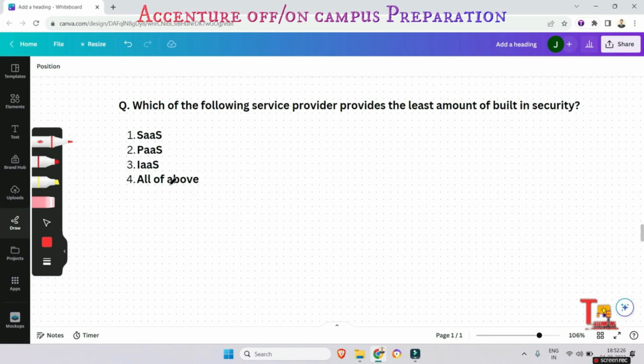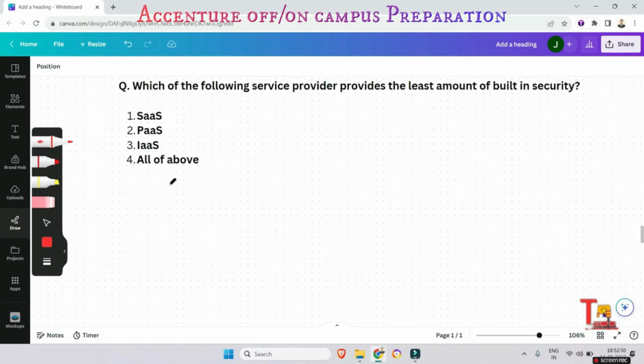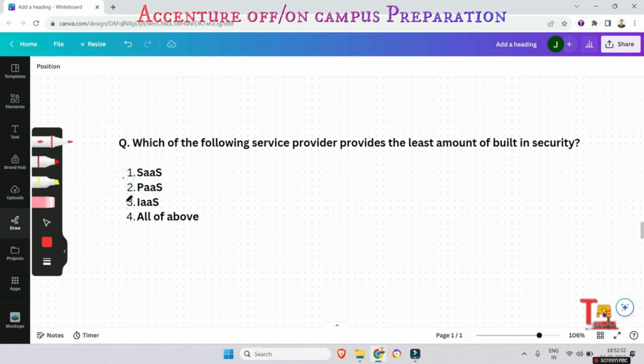Which of the following providers provides the least amount of built-in security? Least security. The answer will be infrastructure as a service. And to let you know, the most secure service provider is software as a service, right? Just know it, right? Okay, let's go to the next question.